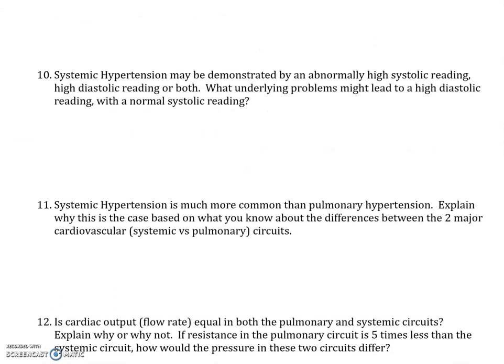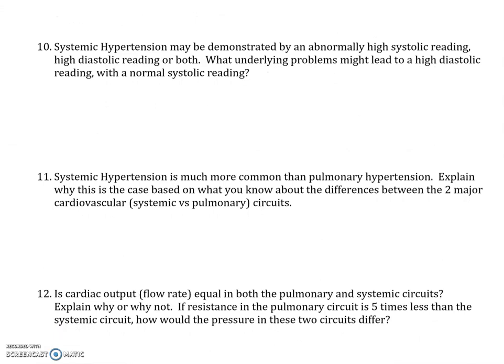So moving on to 10, systemic hypertension may be demonstrated by an abnormally high systolic reading, a high diastolic reading, or both. And what underlying problems might lead to a high diastolic reading with a normal systolic reading? A high diastolic reading is when your heart is unable to relax. So basically you have a lot of afterload. You may have too much blood coming back. Your heart is weak. It's unable to process all the blood that's coming back. The contractile force is usually not there, and then you have backup. And so a lot of times this is called congestive heart failure. That is a condition where you would see a high diastolic reading.